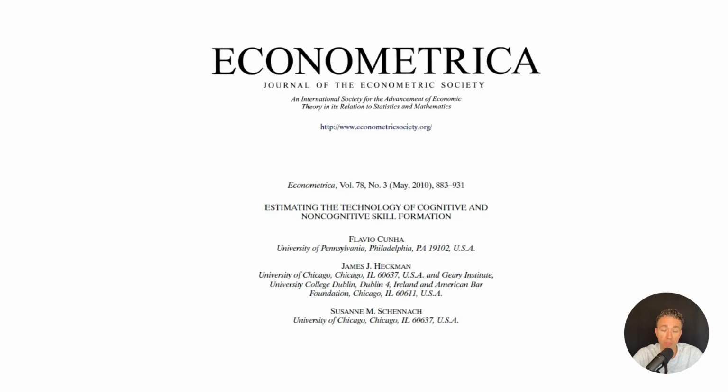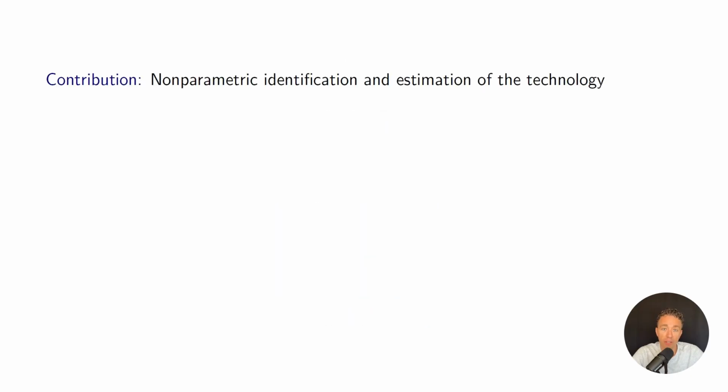And then we have a seminal paper in Econometrica in 2010 that looks at how to actually structurally estimate this model that they posited in the 2007 Papers and Proceedings. And we've got Cunha and Heckman again, and then they've added Suzanne Schenak, who was at the time a professor at the University of Chicago, one of Heckman's colleagues, and she has a lot of research on measurement systems and so forth. So here, in this paper, the main contribution is that they're showing how to non-parametrically identify and estimate this production technology that they posited in the 2007 paper.